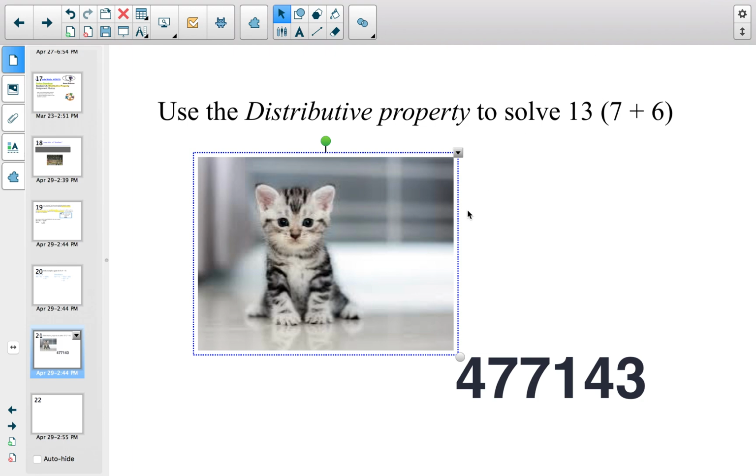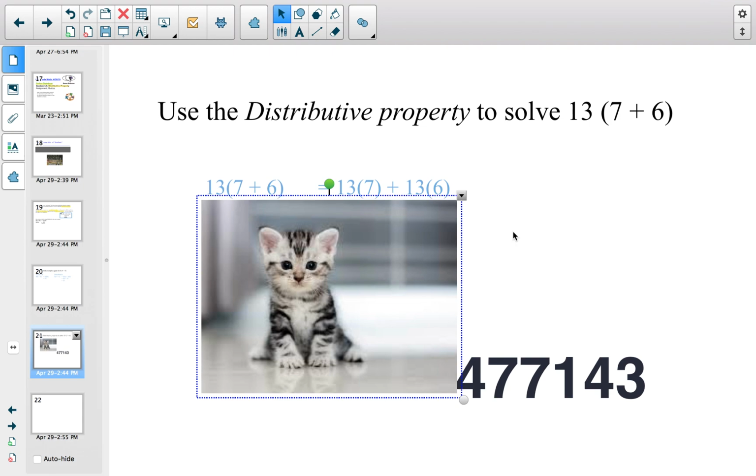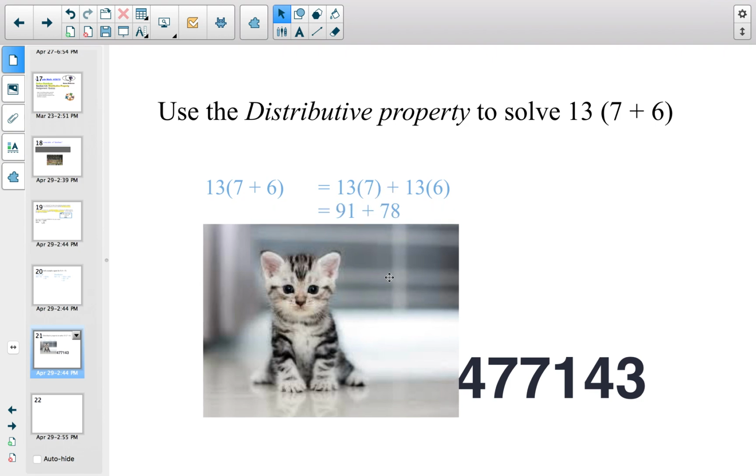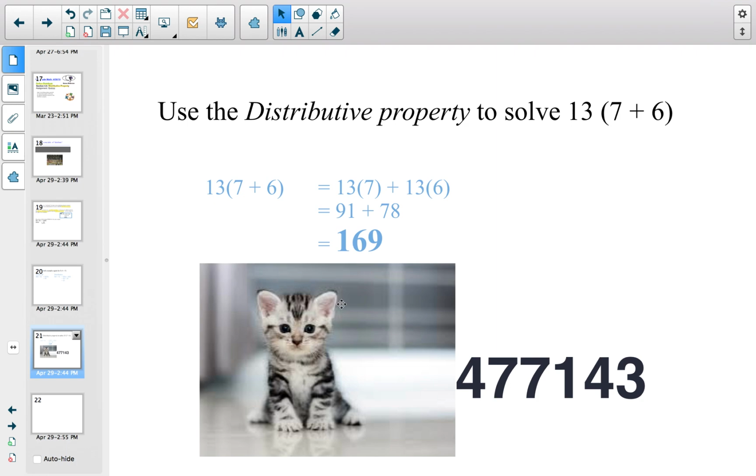Okay, so looking at our first step, what we're doing is we're distributing the 13 across the 7 and 6. So we'll have 13 times 7, 13 times 6. And we add those two up. Well, we would get 91 plus 78. Add those up, we would get 169. Okay, and that is how you do the distributive property.